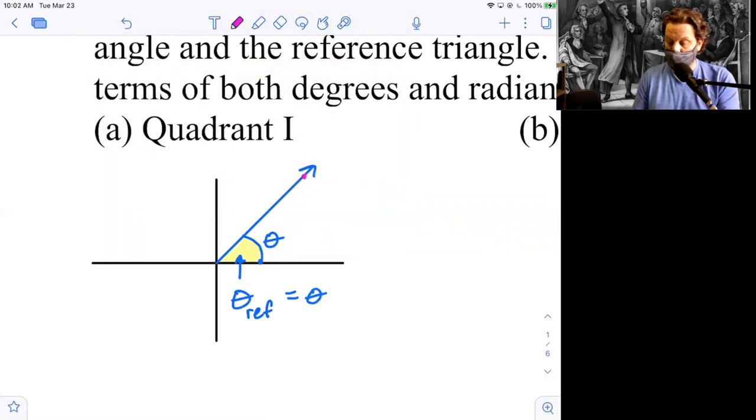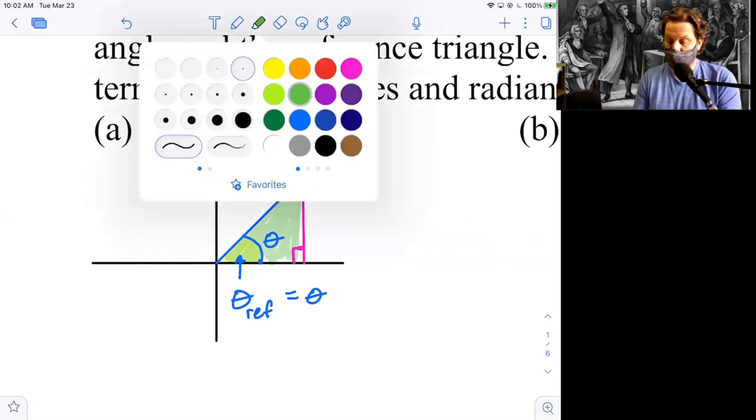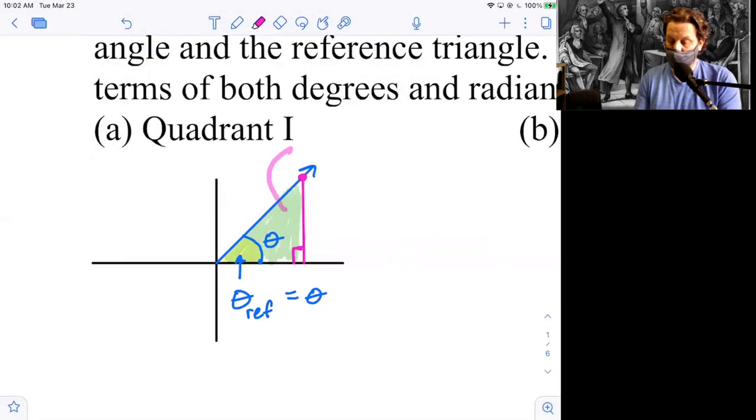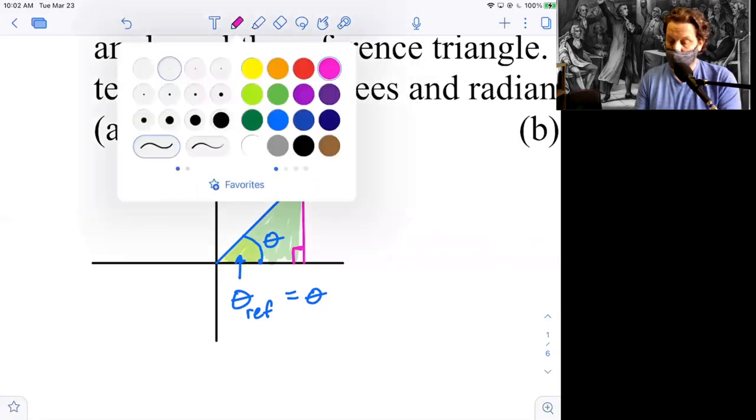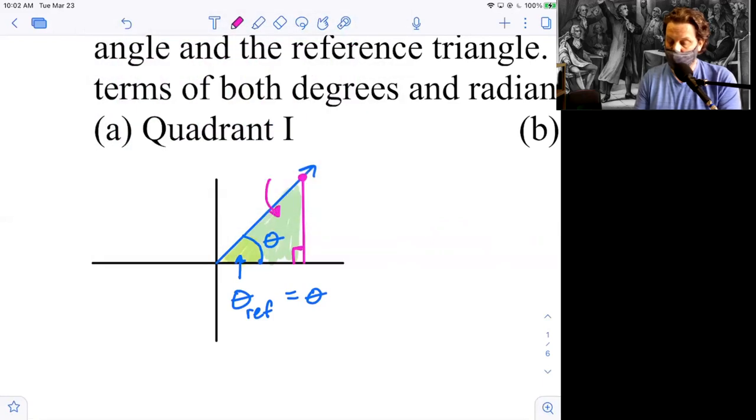We're actually going to go to some point on the terminal ray, and I'm just going to draw a point there, and we're going to drop a perpendicular, drop a perp, as I call it, to the closest x-axis. That's called an altitude, okay? When we do that now, we create a right triangle, okay? A right triangle, and this is what we call the reference triangle. This is what we call the reference triangle.